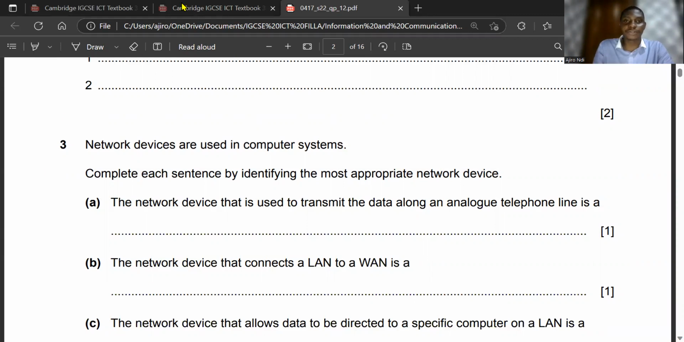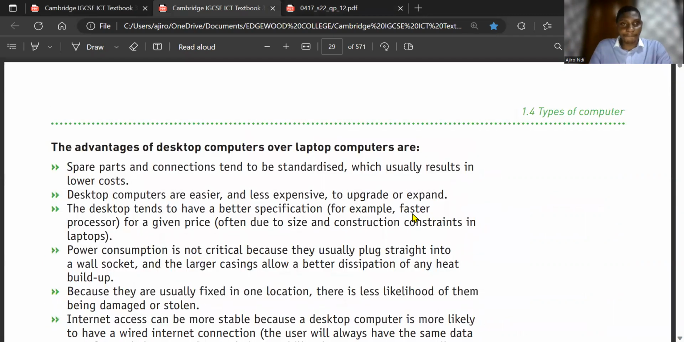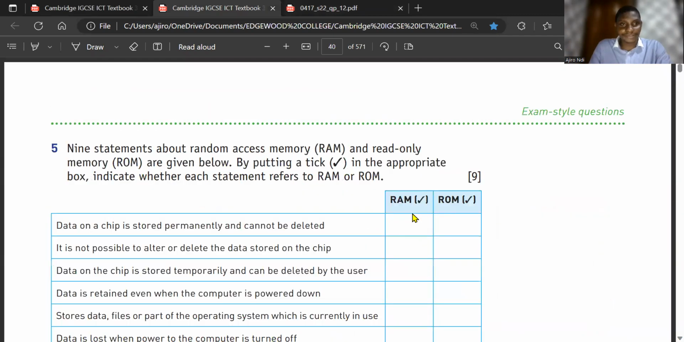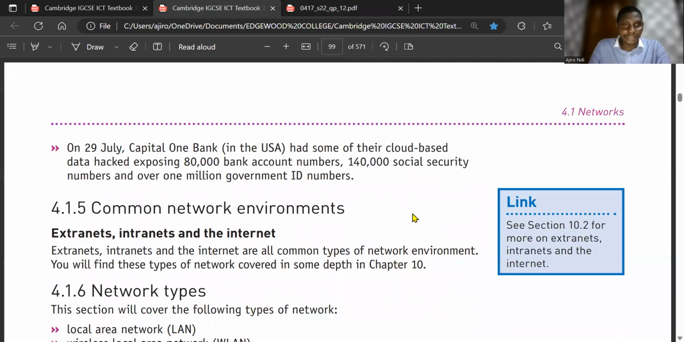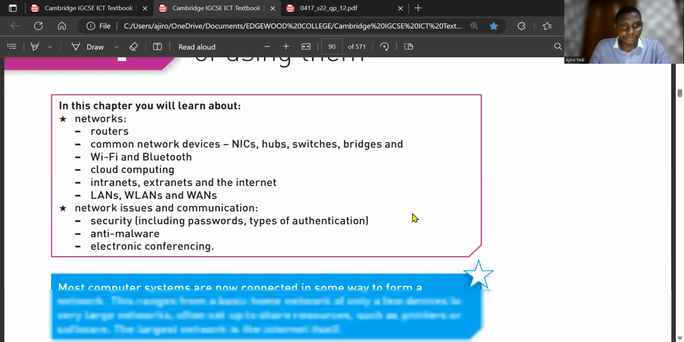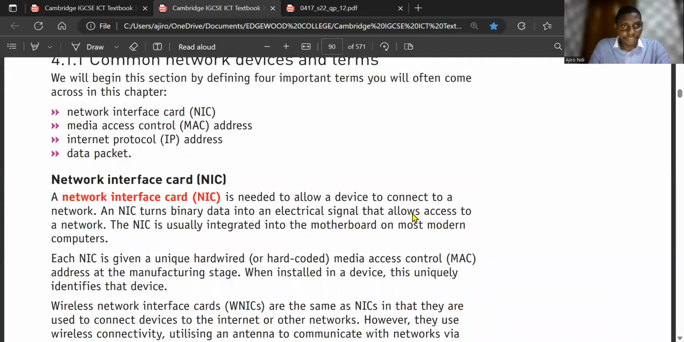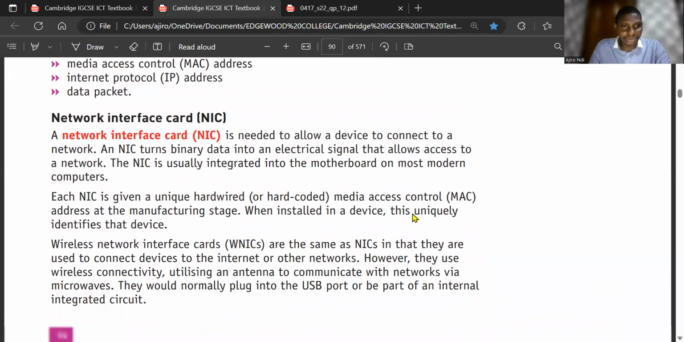Let me check. Let's go to the textbook and let's see. Chapter 4, chapter 4. Okay, it's right here, right? So we have them here. Common network devices. So we have the network interface card.